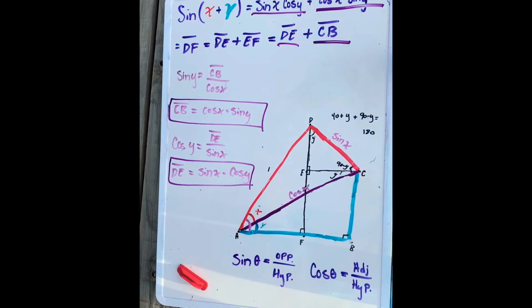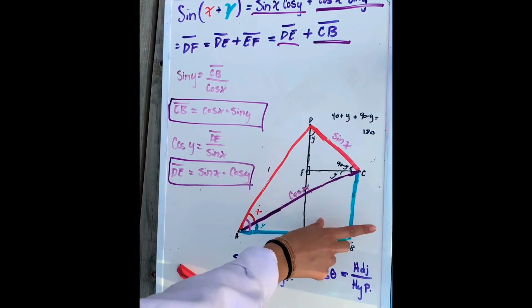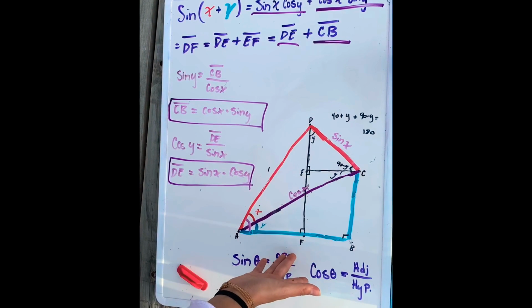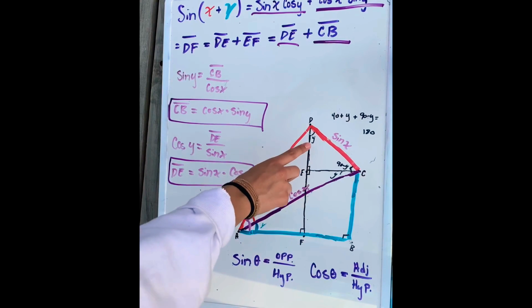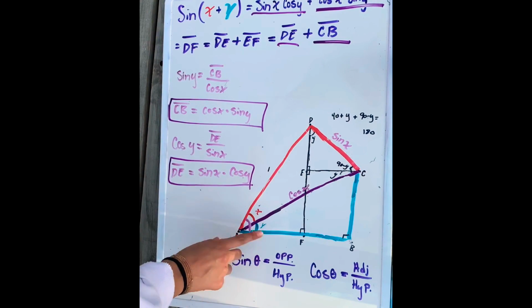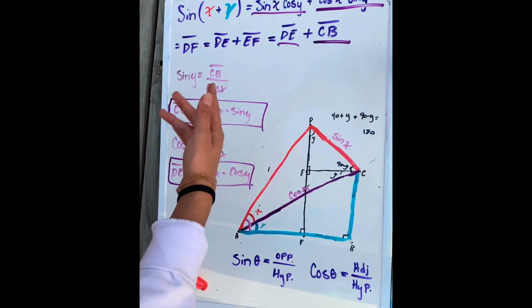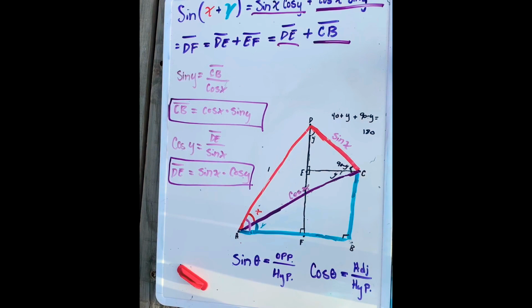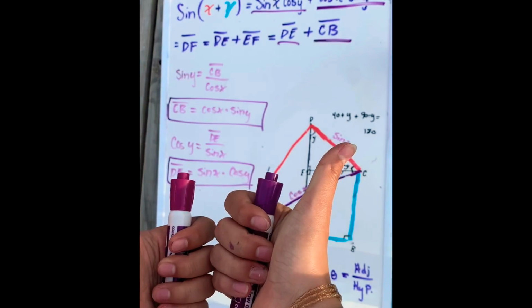So we just proved that segments DE and CB add up to DF, which we know is equal to the sine of x plus y. And we proved that the sine sum trig identity is all good.